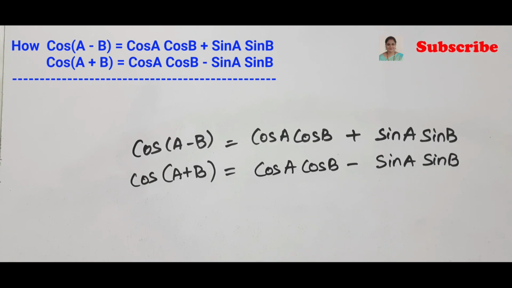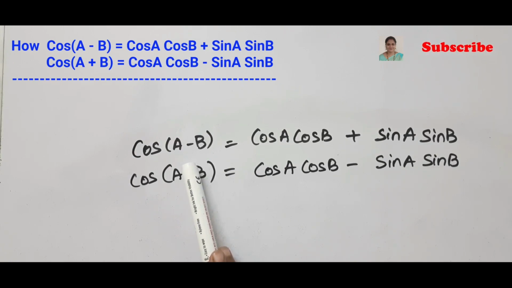First let us study about cos of a minus b. Once you get this formula for cos of a minus b, then we can easily get cos of a plus b. So first let us study about the cosine of the difference of two angles. Using that formula we can easily get the cosine of the sum of two angles.